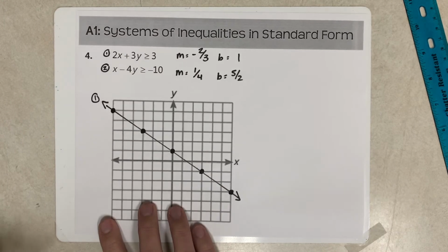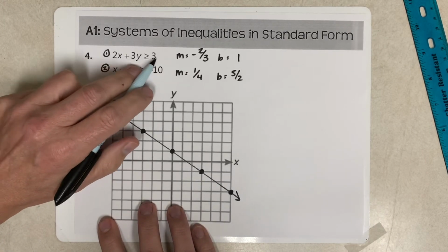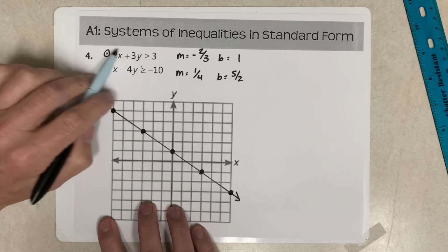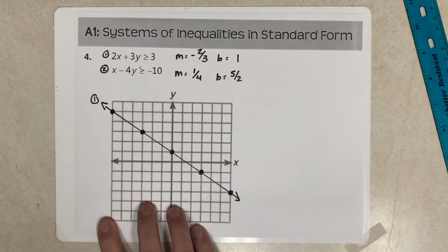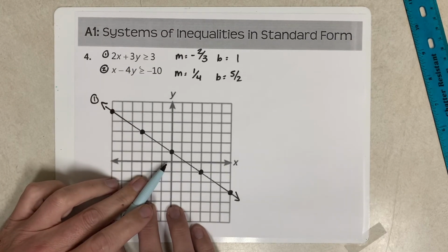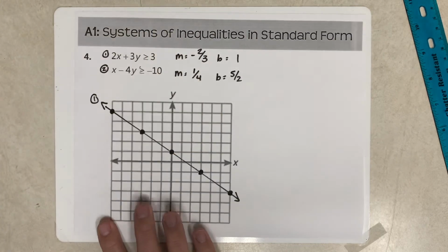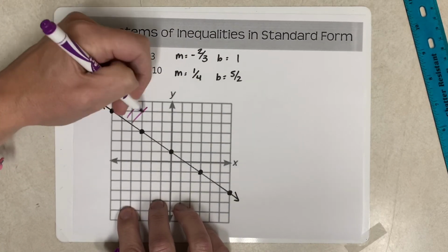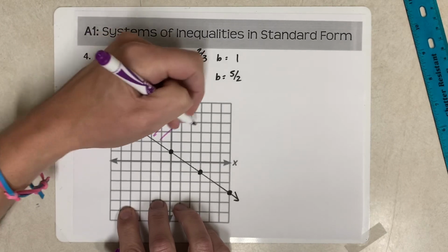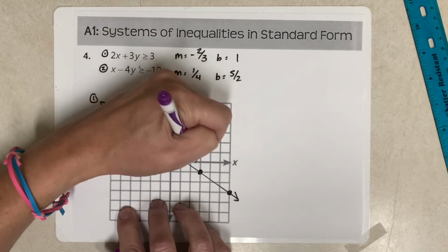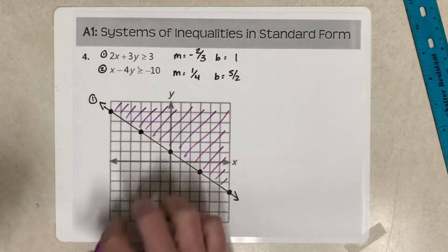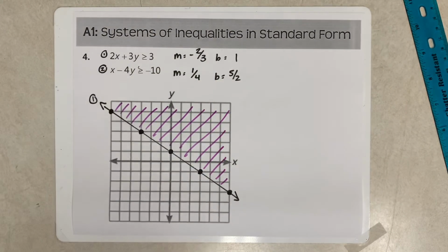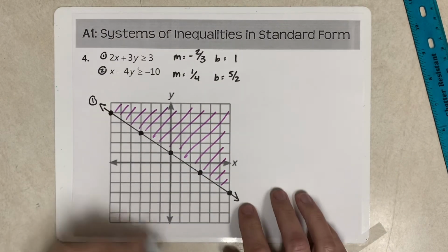Okay, shade above or below, is 0 greater than 3? And the answer is no, 0 is not greater than 3. So therefore the origin is not going to work, and we need to shade above. So this time we'll use purple for that. We'll shade above this boundary line because the origin does not work, or it's not a true statement. All right, now let's look at this nasty one down here.